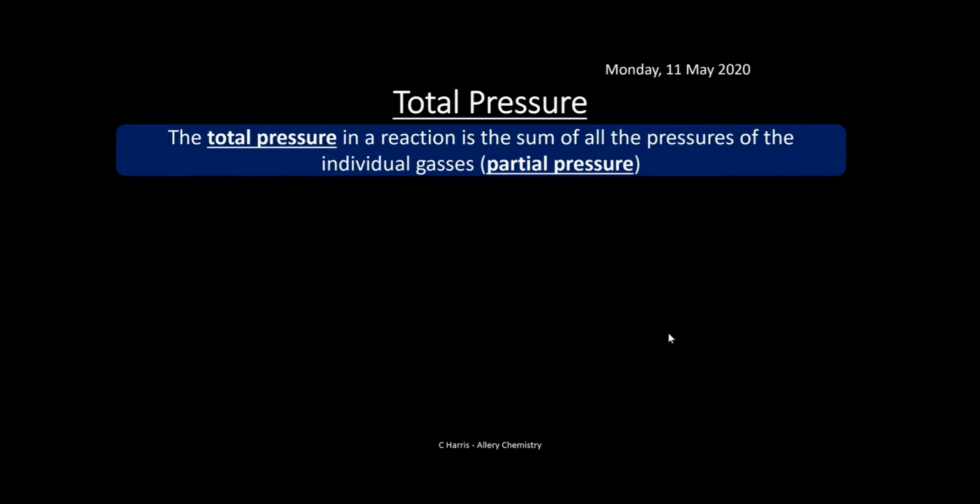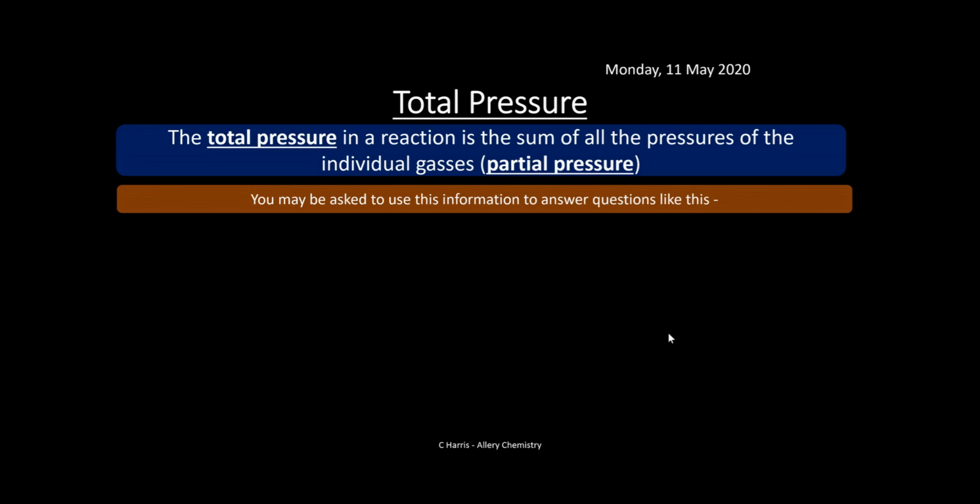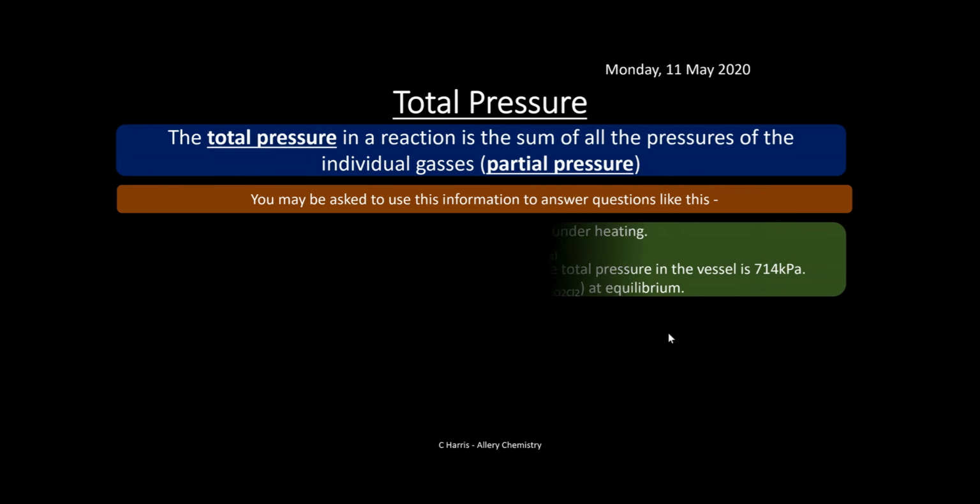Okay, so let's look at another example, and this is quite similar in the sense that we're using a Kc type expression, except here we're going to use gases, and we're looking at pressures, and in particular partial pressures and total pressures. So the total pressure in a reaction is the sum of the pressures of individual gases that make that reaction up. Okay, so this is what we call partial pressure. So that kind of makes sense, doesn't it? So let's have a look at some examples. So you may be asked to use information to answer questions like this.